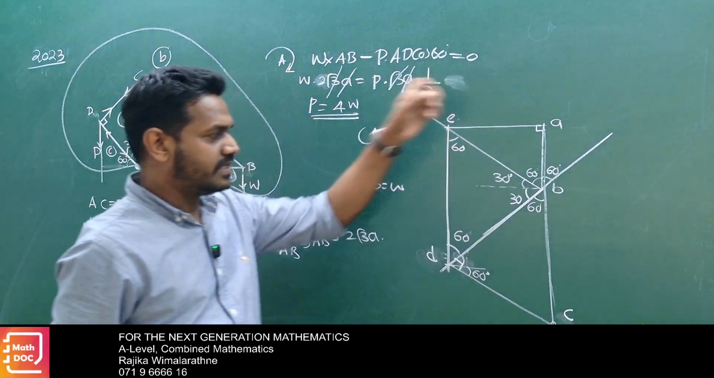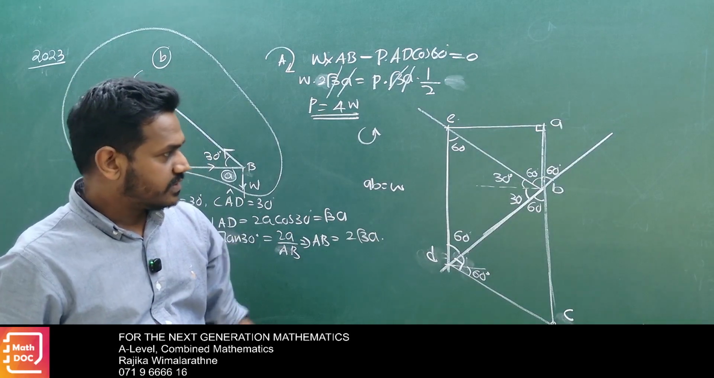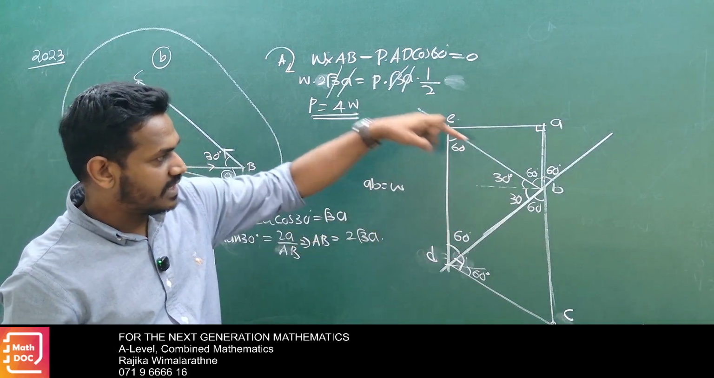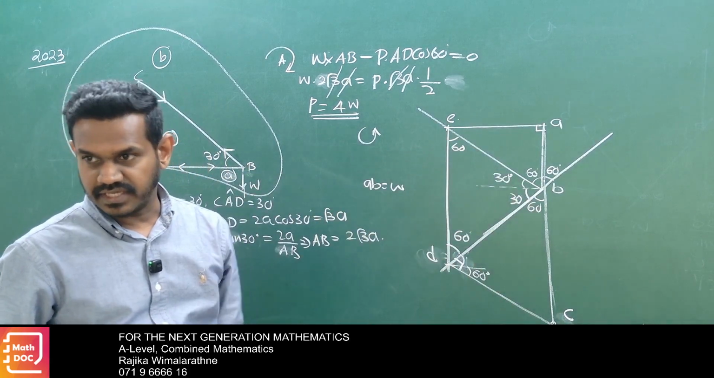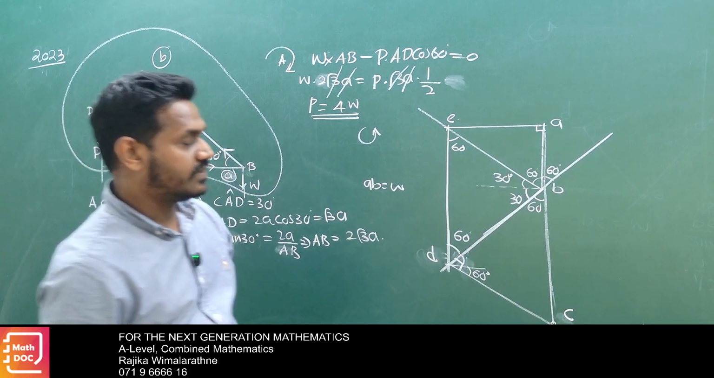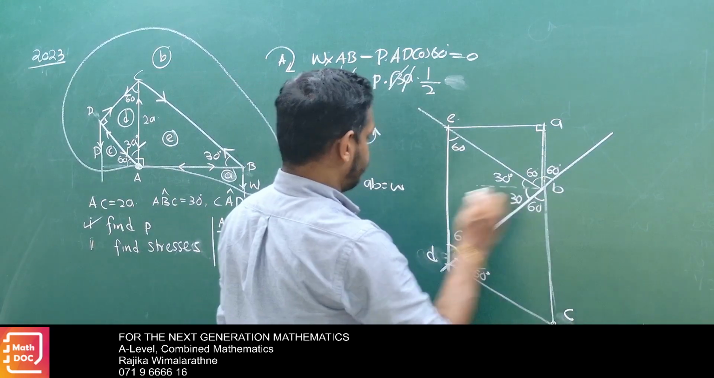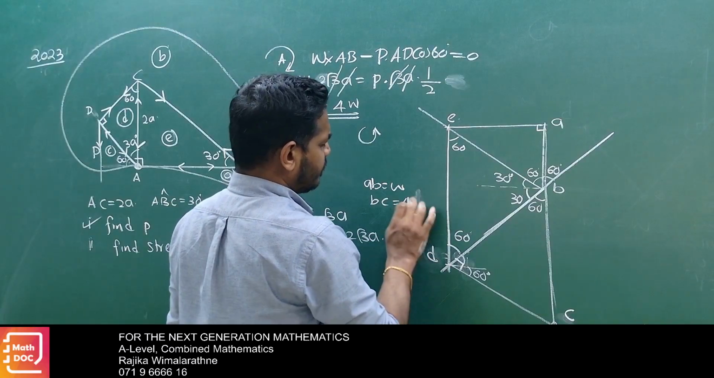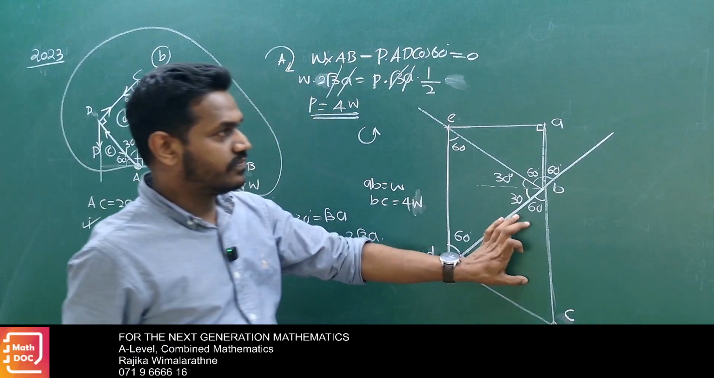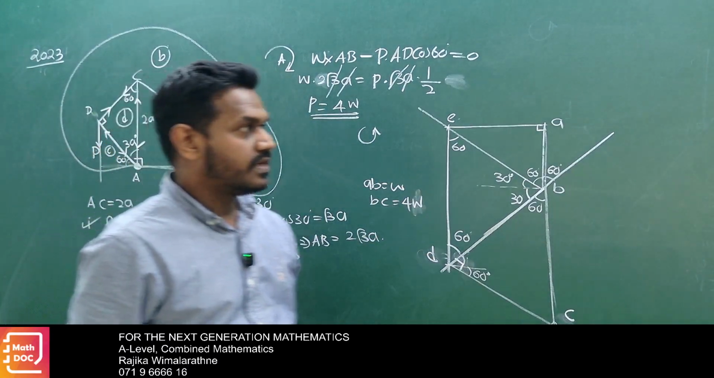Then we can easily find the values, no? Then here an equilateral triangle, a right angle triangle, a right angle triangle. By sine rule or resulting forces we can find it, no? Then BC value is 4W. The BC value is 4W. Continue.